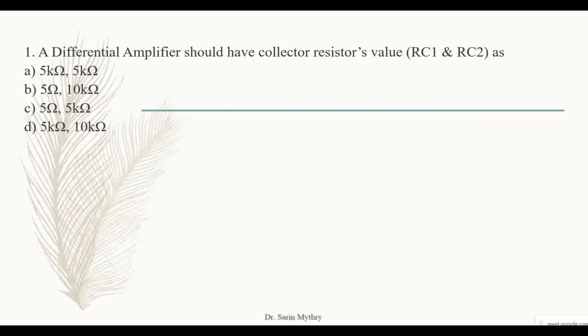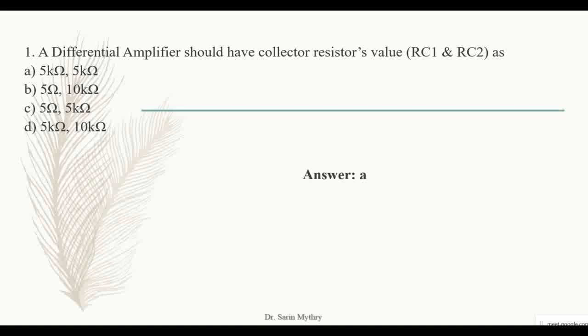The first one we can see over here: a differential amplifier should have collector resistors values RC1 and RC2 as. Here a question has been given where the differential amplifier, we all know, has two collectors, and those two collectors have collector resistors named RC1 and RC2. We are supposed to find out what the RC1 and RC2 values of this differential amplifier will be. So now let us see this one.